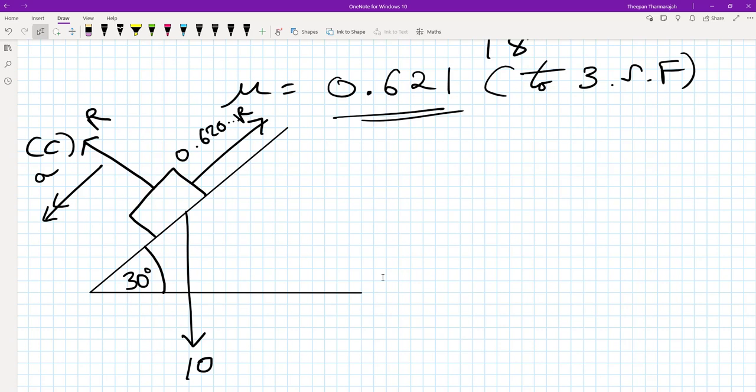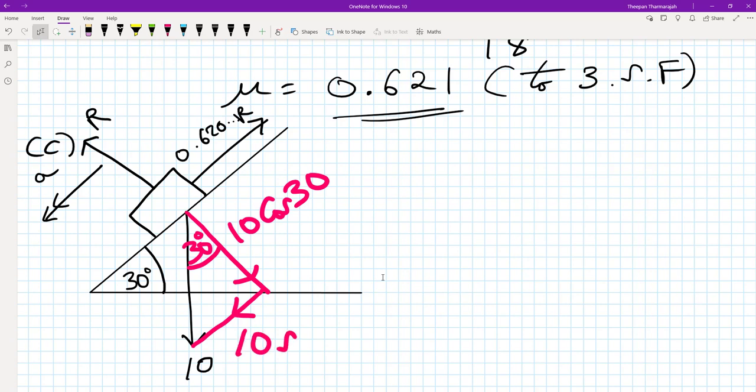And now we're in a position to resolve. So we resolve as we always do, treating the weight as the hypotenuse of a right angle triangle. Don't forget you must always have arrows when you resolve forces like this. So you've got 10 cos 30, 10 sine 30. So for this part of the question, we have to now work out R.